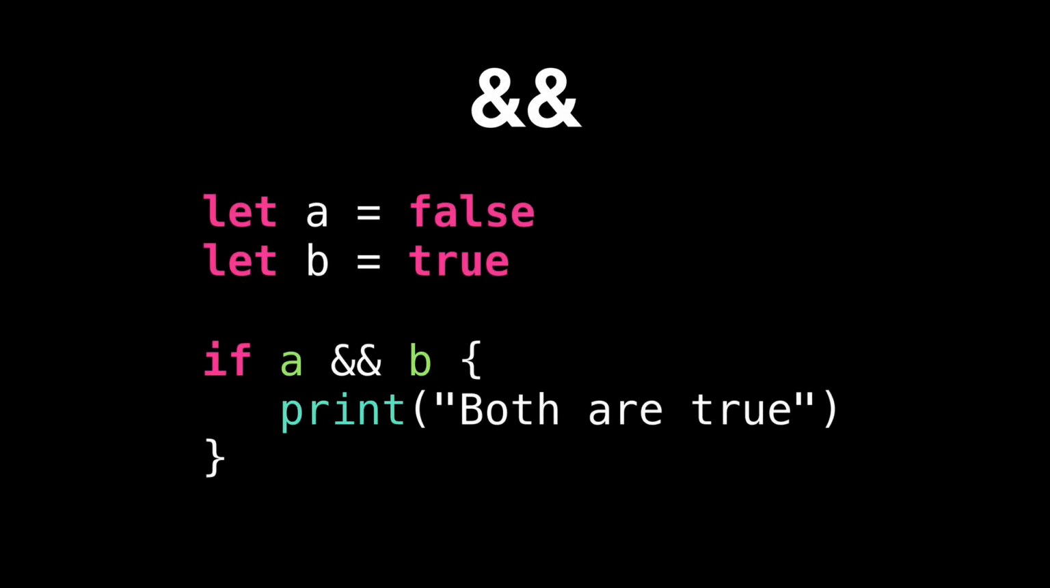Now you should know this and function is useful in places like this. If we say let A equals false, let B equals true, we can then say if A && B print both are true. And this is a number of clever things. We know that B will never be evaluated because A is false. It doesn't matter what B is, and it will perform conditional short circuiting. It won't read B because it knows A is false. There's no point continuing.